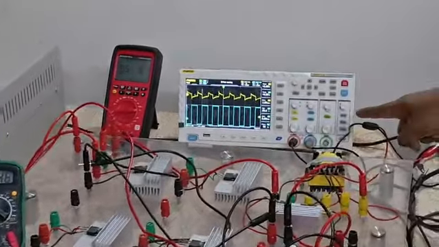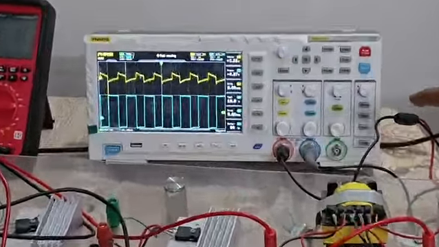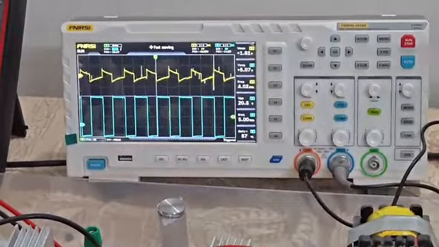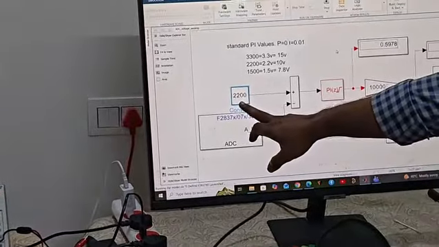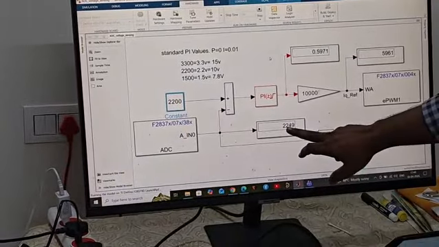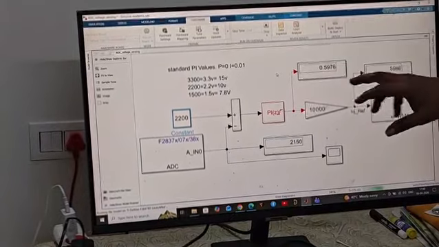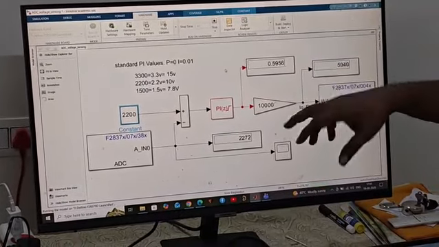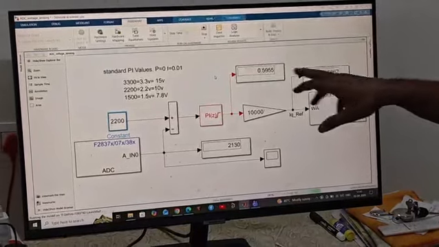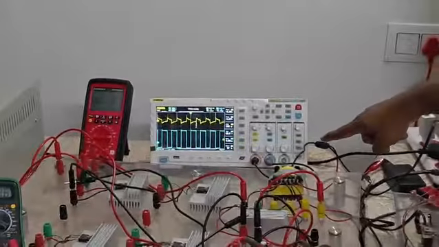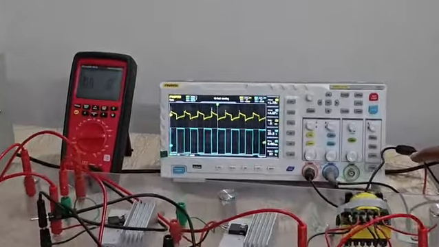Now the duty cycle percentage, you can see, is reduced to 57%. In the calculation, whatever reference value we keep, 2200, we are reaching almost the same value. For the duty cycle percentage, as I already explained, whatever value we get here divided by 10,000, you should get almost the same duty cycle over there.